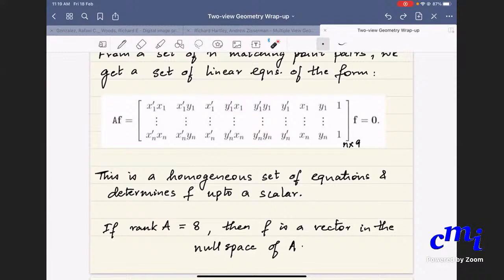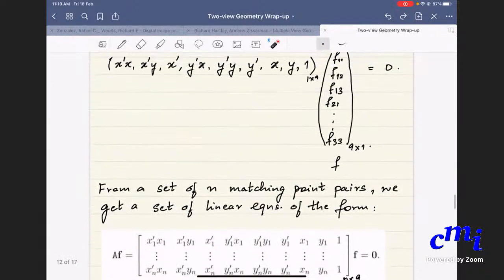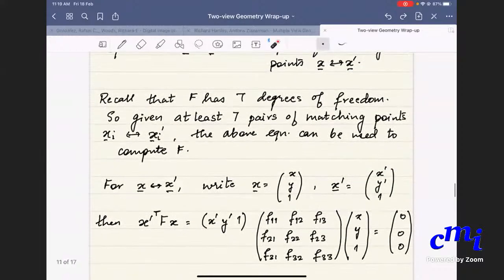What should be the minimum rank of A to make this set of equations make sense or give us some sensible solution? 8, ma'am. 8, why do we need 8? How many degrees of freedom does F have?